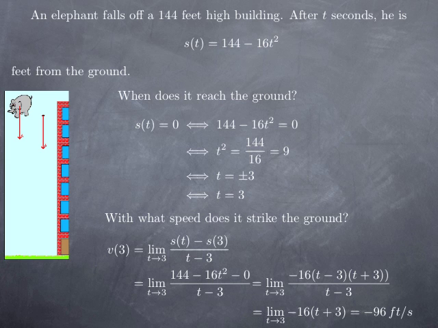The fact that we get negative values for these velocities at time 2 or at time 3 is because we are measuring the position positively as a distance from the ground, and since the elephant is falling, it is moving towards the ground, and therefore velocity is negative. In other words, it is moving in the negative direction.